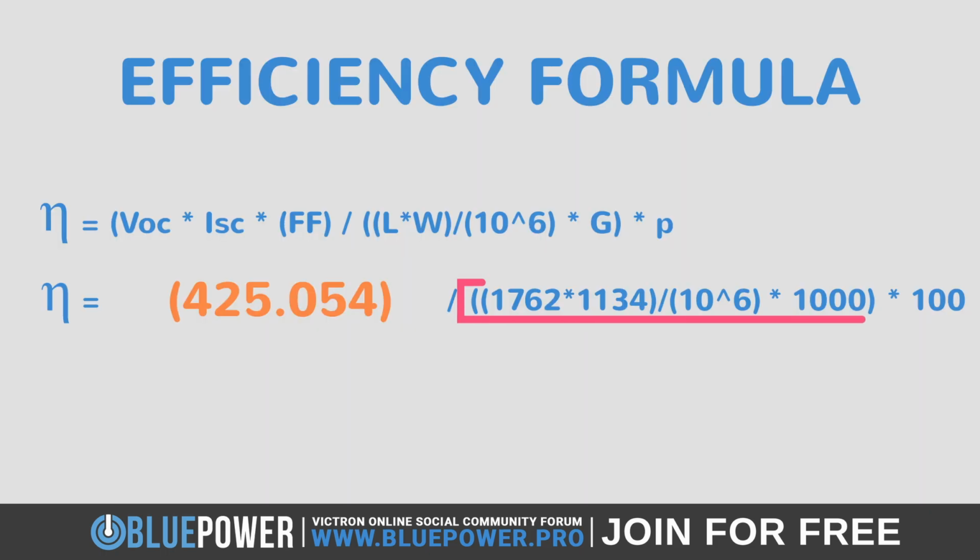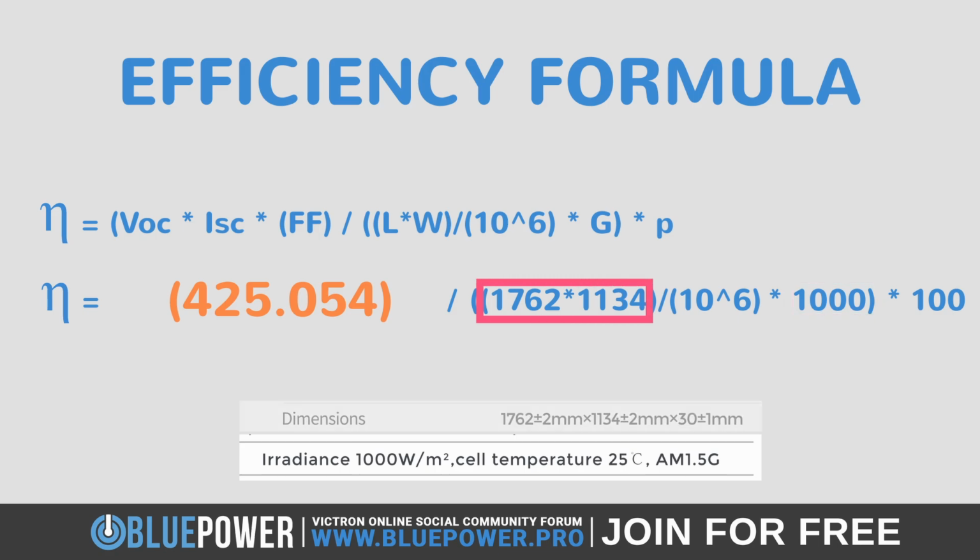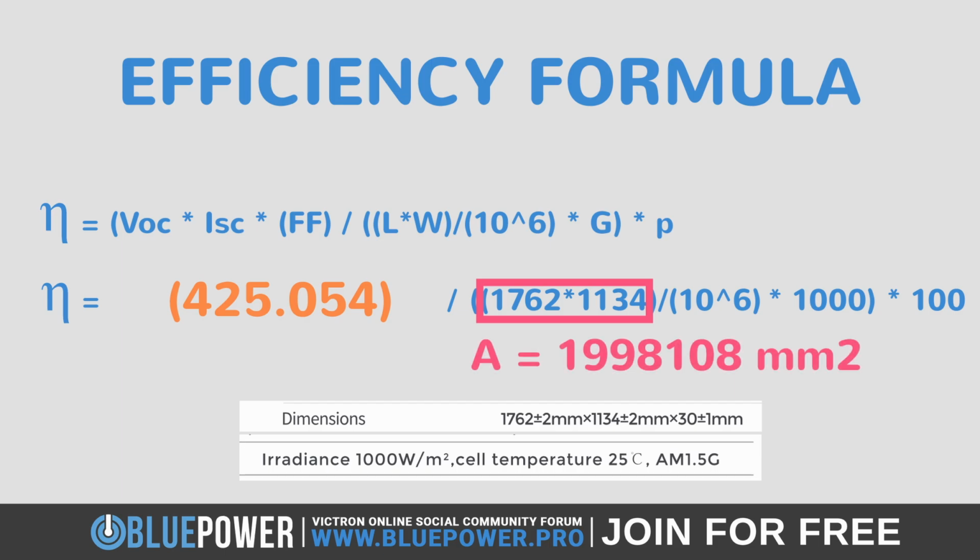Let's now dive into solving the denominator, which includes the area of the module in meters, together with the irradiance. As we already know that the irradiance is 1000, we only need to calculate the area, or A, of the module, which is given to us in millimeters on the spec sheet. So, by simply multiplying the length and the width, we see that it comes to around 1.9 million square millimeters.